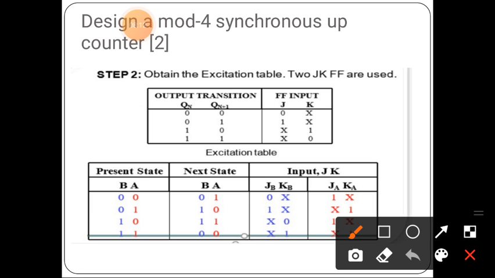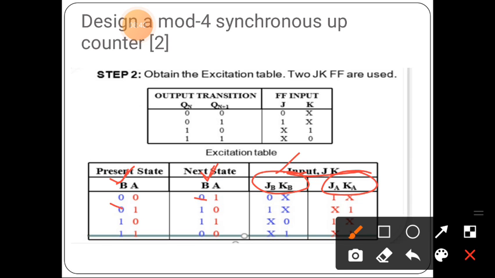So first we consider the B value. B value is 00. Here, for the JK inputs, there are two flip-flops. The first flip-flop is JA and KA, and the next flip-flop is JB and KB. So first we will find out JB and KB. For that we take the values from the B values of the present state and next state.